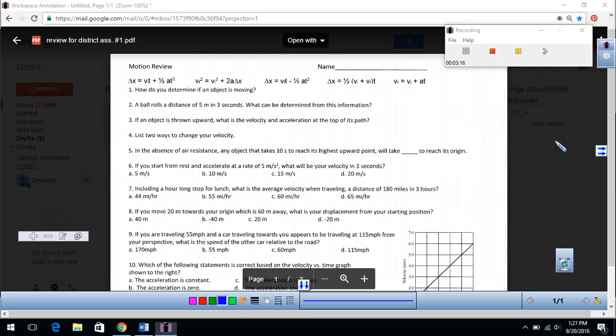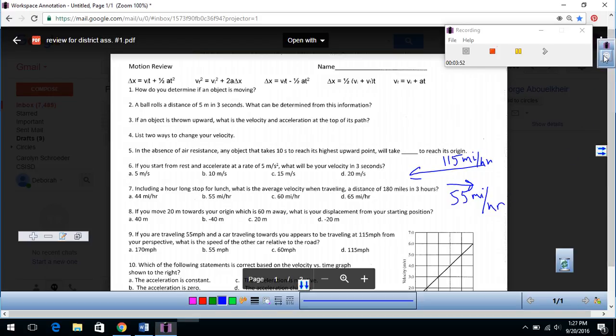Number 9, if you're traveling 55 miles an hour and a car traveling towards you appears to be traveling at 115 miles per hour from your perspective, what is the speed of the car relative to the road? So you're going 55 that way. It appears to be coming towards you at 115. And this is 55. So the other car relative to the road should have a speed of 60 miles per hour.